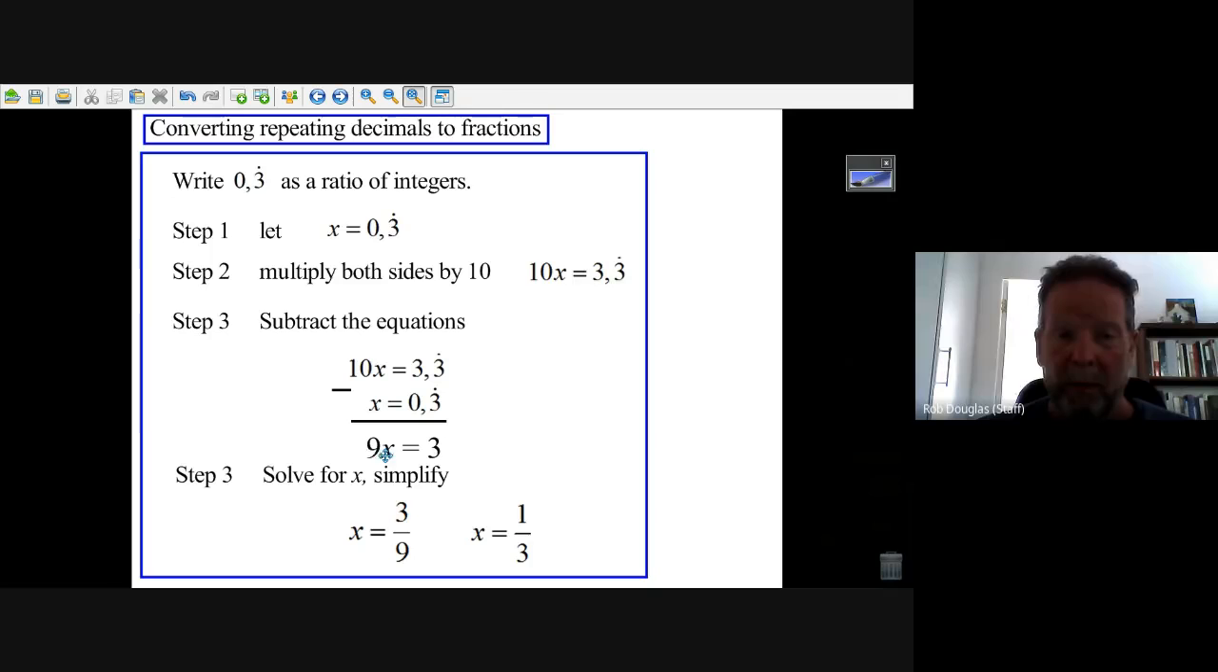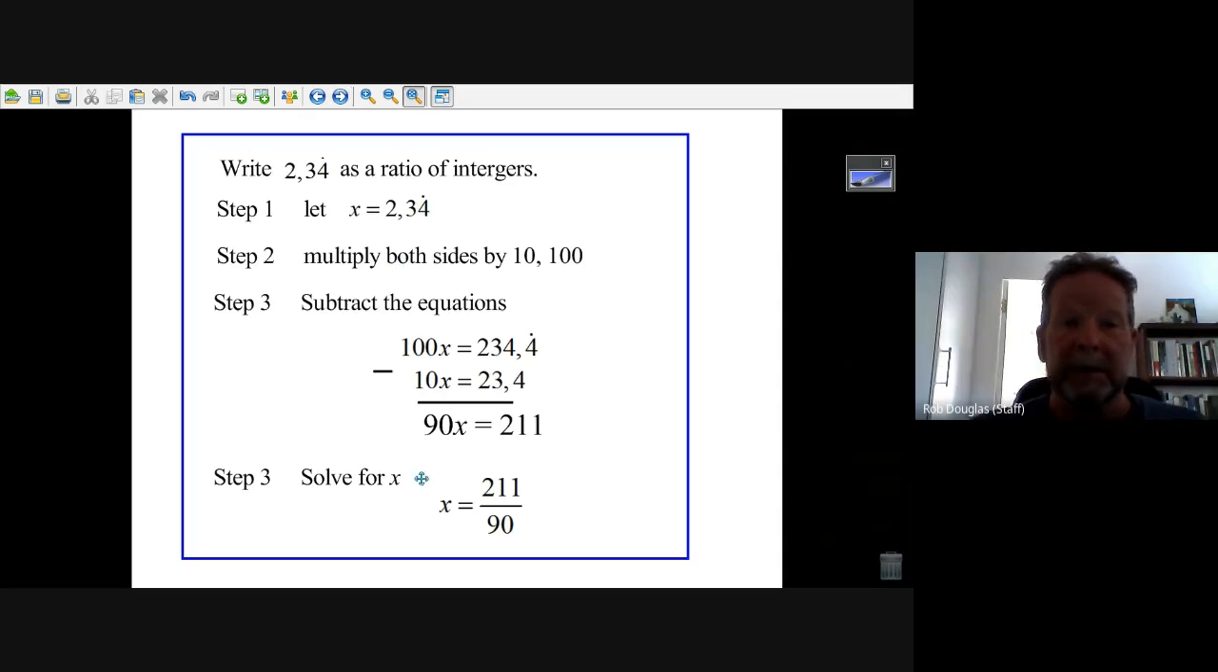Then we're solving equations, so we divide both sides by 9. We get x is 3 over 9. But we can divide the top and bottom by 3 and get x is 1 over 3. Well, that's it. Here's a question that's a little bit harder.